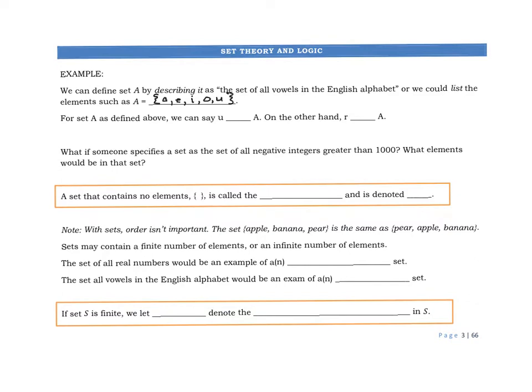So remember on page 1 we talked about the proper notation for element. For set A as defined above, we can say that U is indeed an element of set A, but R is not a vowel, so it's not an element of A.